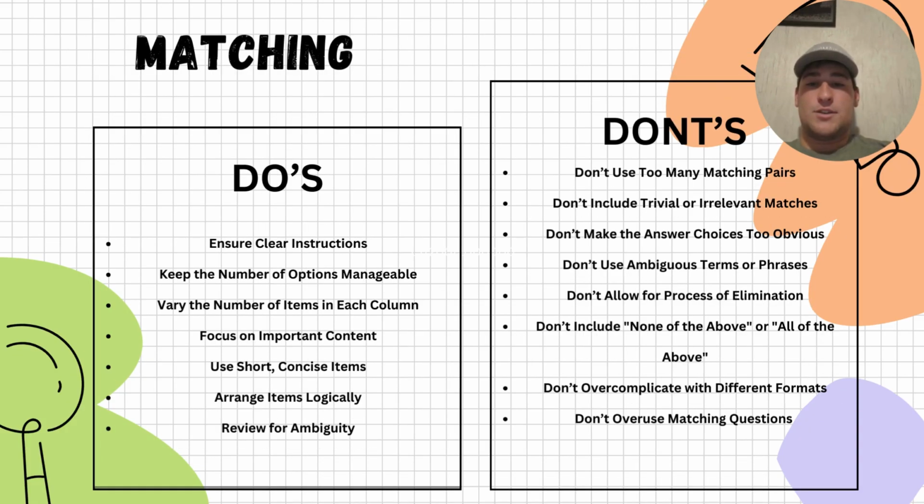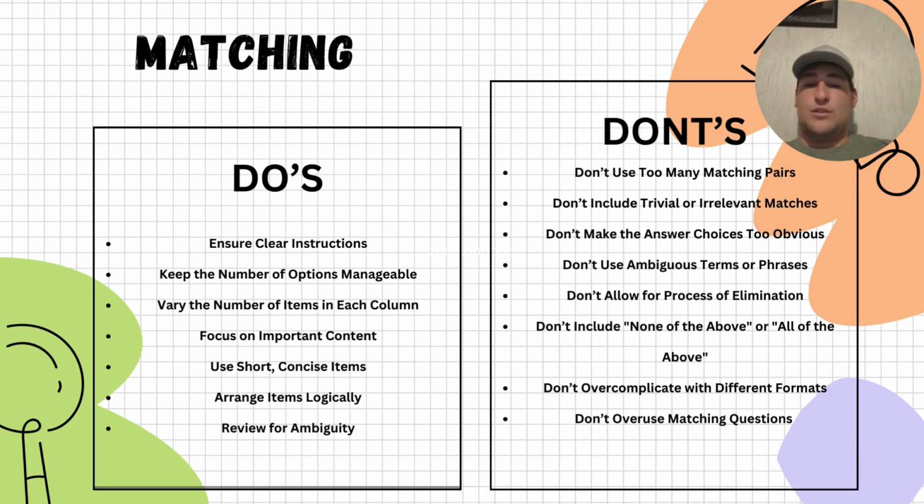Here are some of the do's and don'ts for matching questions on assessments. So, first off, with the do's, ensure clear instructions and make sure your students know what they are matching together. Keep the number of options manageable. Don't have your students try and match 25 words to 25 sentences. Keep it to a good number, such as 10.